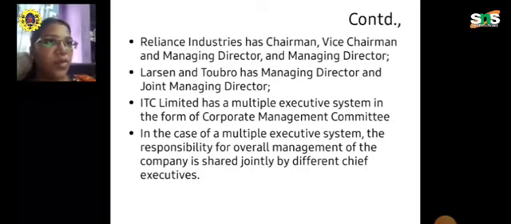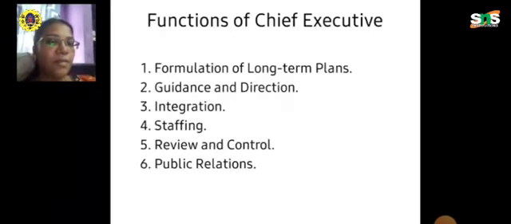Reliance Industries has a chairman, vice chairman and managing director. Larsen & Toubro has a managing director and joint managing director. ITC has a multiple executive system in the form of a corporate management committee. In the case of a multiple executive, the responsibility for overall management of the company is shared jointly by the different chief executives. Coming to the functions of the chief executive, he will formulate the long-term plans, give guidance and direction in the organization, integration, staffing, review and control, and public relations.